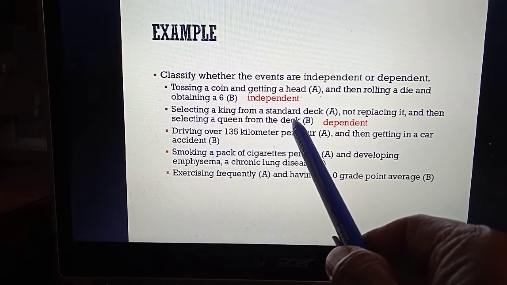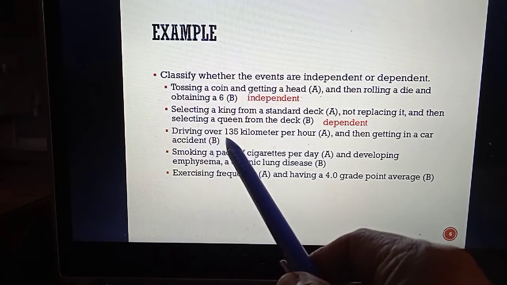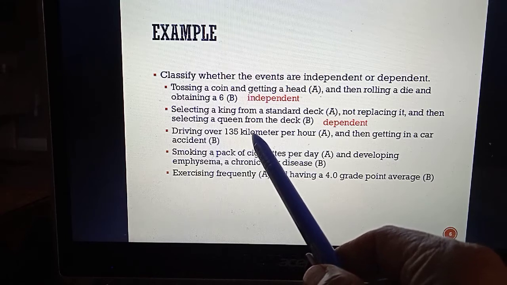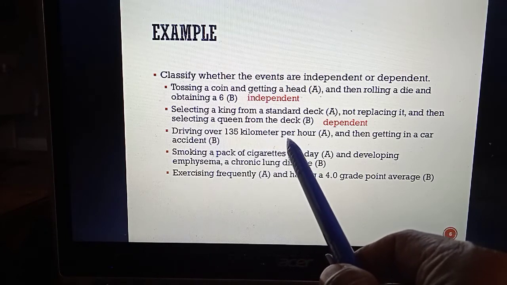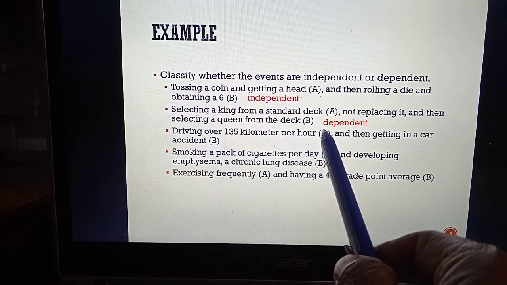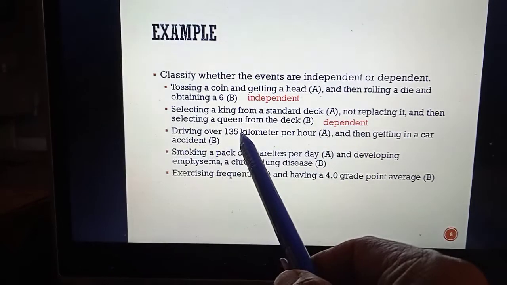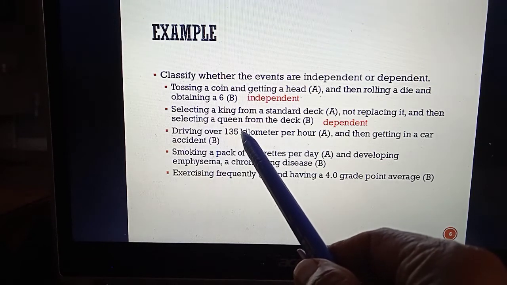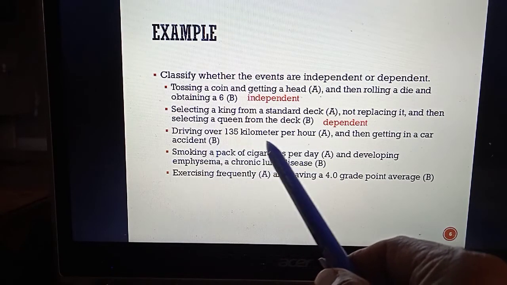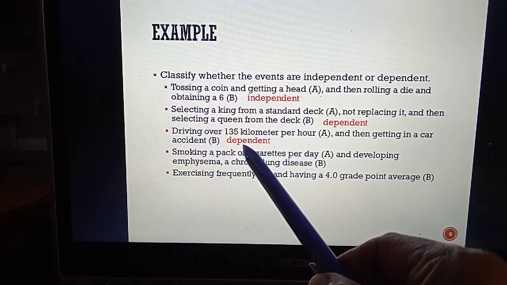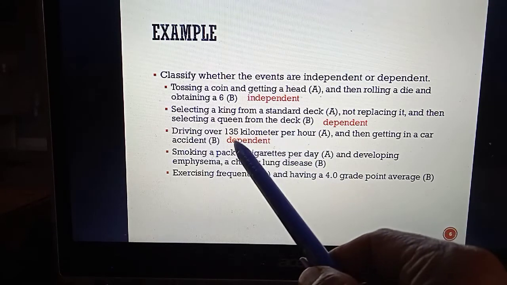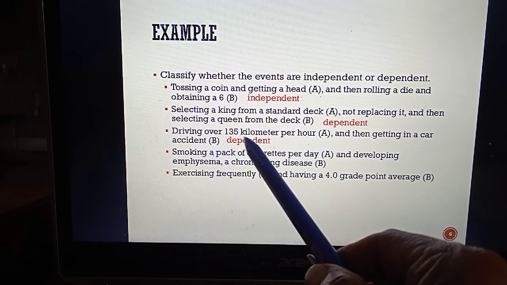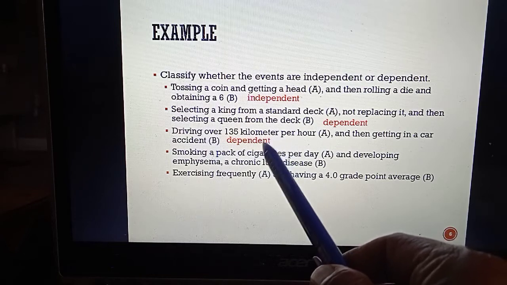Okay. Alright. Number 3, driving over 135 km per hour, event A, and then getting in a car accident, event B. So is this independent or dependent? It is dependent, because getting in a car accident normally is a result of driving over 135 km per hour. So it could be the cause.